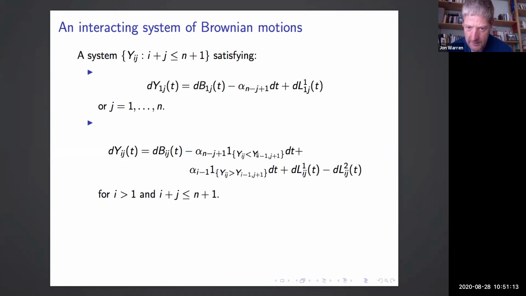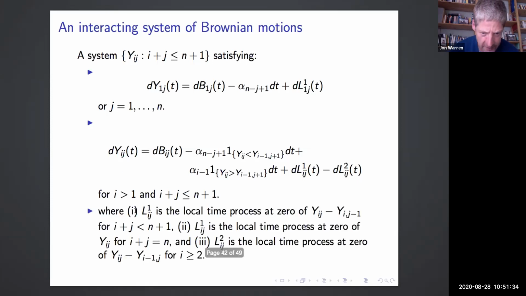If you're smaller than this particular Y of interest, then you get one drift, and if you're bigger than this particular Y of interest, you get another drift, okay? And now there are two local time terms which are going to keep this Yij in a certain position relative to the other Y's. So let me fill in a few more details. This is defining the L's as local times of certain differences, but I think it's easier to see the interactions between the Y's by drawing a picture.